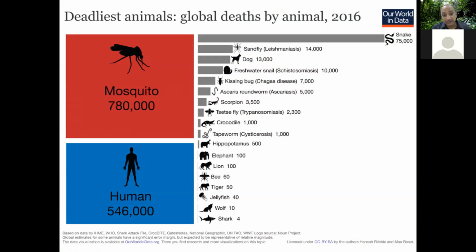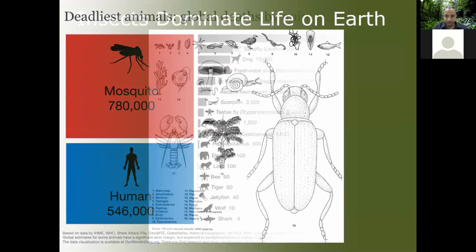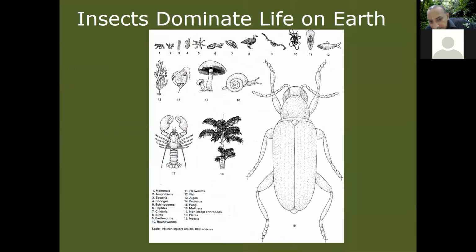Similarly, there are several insects which cause diseases, and I will come to that later, but a large number of insects are also beneficial to human beings. So insects are very, very successful. They dominate life on earth. Nearly 80% of living organisms on earth are insects. This is a graphical representation showing that beetles are larger in number than vertebrates like mammals or birds, which are very small in terms of number. But the insects dominate life on earth.